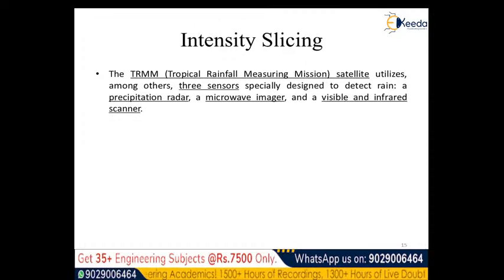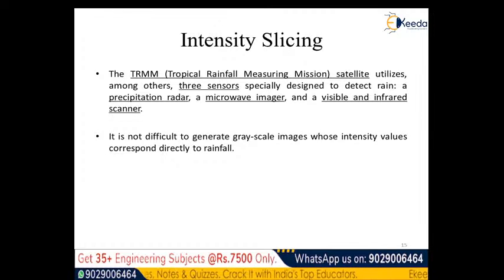It is not difficult to generate grayscale images whose intensity values correspond directly to the rainfall here. This is all to be processed and further passed on to the ground station. A few portions of the processing are done on the satellite platform and a few of the processing tasks are completed at the ground station. As there are communication aspects, memory requirements, and that much bandwidth needed for communication, the simple task is to generate the grayscale image on the satellite platform and then send it to the ground station for further application use.